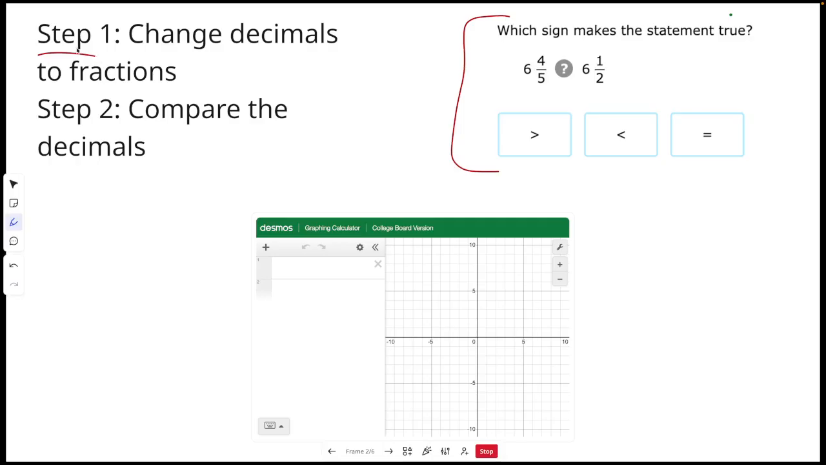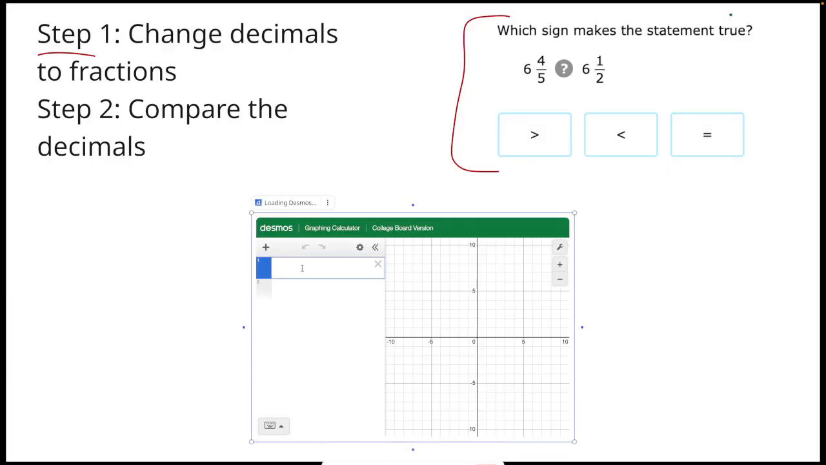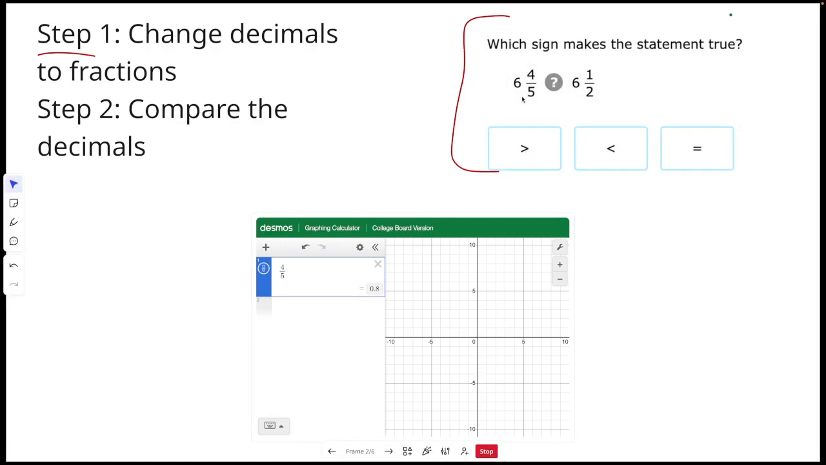Step one says change the decimals to fractions. You can use your calculator, by hand or in your head, but I'm going to use 4 divided by 5, so I'm just typing the fraction part. So this in a fraction is 6.8. Remember, a fraction part just means divide, and then this would be 6.5.